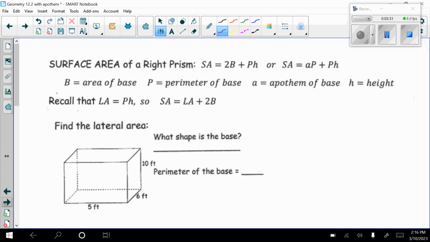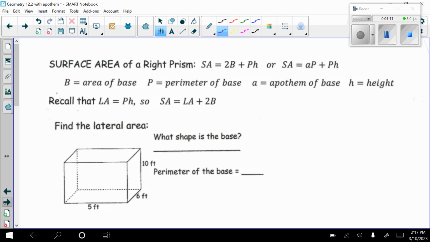All right, so the formula for the surface area of a right prism. The surface area is equal to 2B plus PH, or AP plus PH. Well, capital B stands for the area of the base, and so depending on what shape your base is, that's going to change. Capital P is the perimeter of the base. A is the apothem of the base, and we're going to talk about the apothem here in a little bit. H is the height. Recall that lateral area is the perimeter times the height. So basically, your surface area is your lateral area plus 2 times capital B, because B is the area of the base, and each prism has 2 bases.